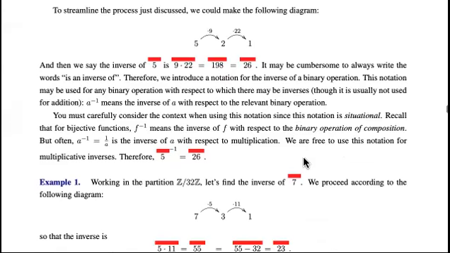And we can use this notation for multiplication inverse. So it's kind of like reciprocal notation here. And essentially that's kind of the idea.